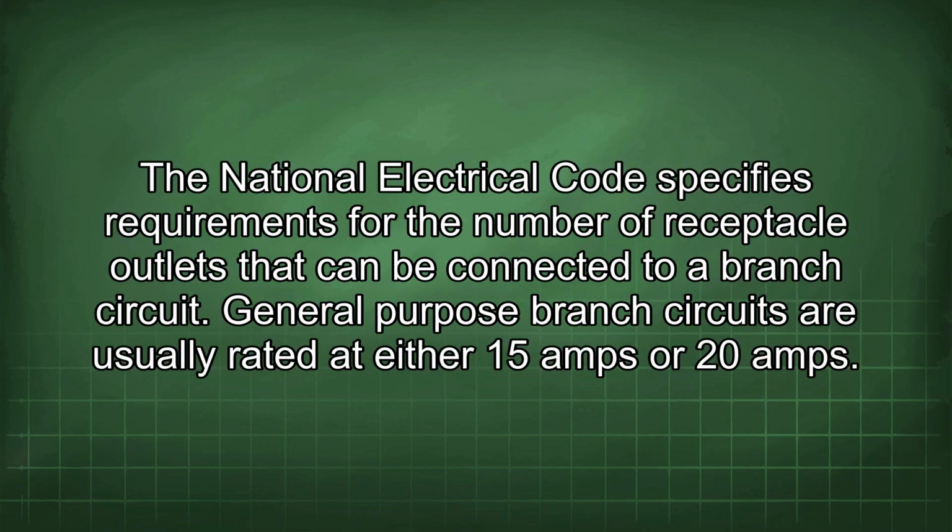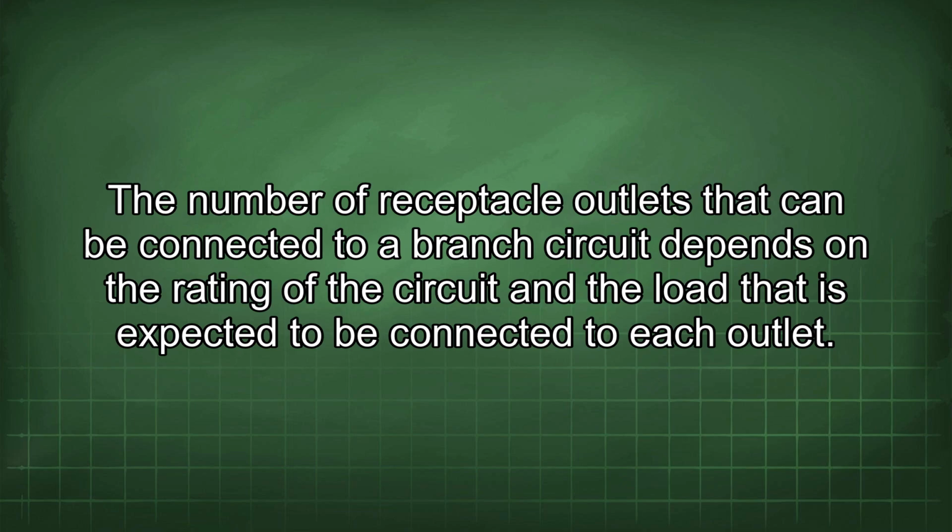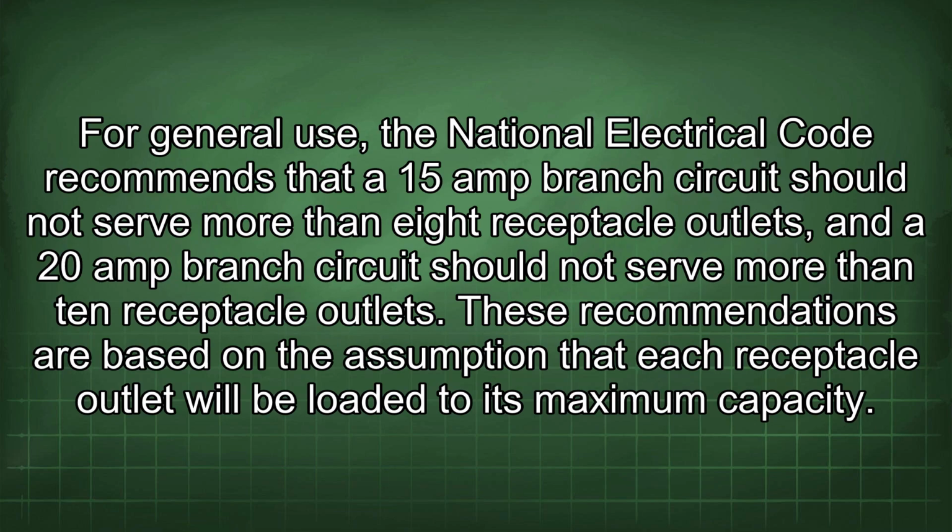The National Electrical Code specifies requirements for the number of receptacle outlets that can be connected to a branch circuit. General-purpose branch circuits are usually rated at either 15 amps or 20 amps. The number of receptacle outlets that can be connected to a branch circuit depends on the rating of the circuit and the load that is expected to be connected to each outlet. For general use, the National Electrical Code recommends that a 15-amp branch circuit should not serve more than 8 receptacle outlets, and a 20-amp branch circuit should not serve more than 10 receptacle outlets.